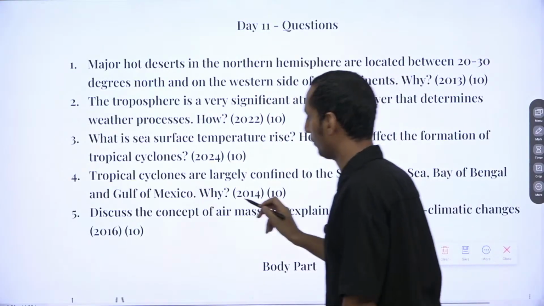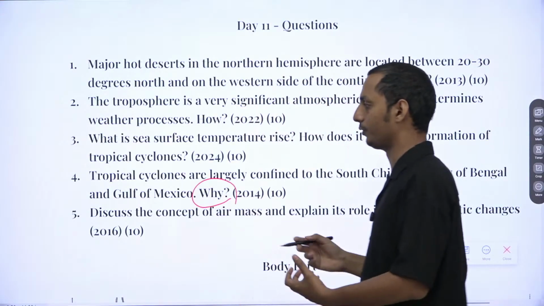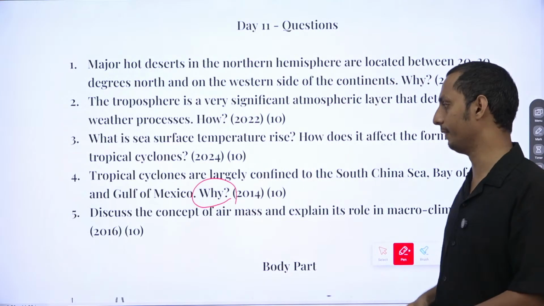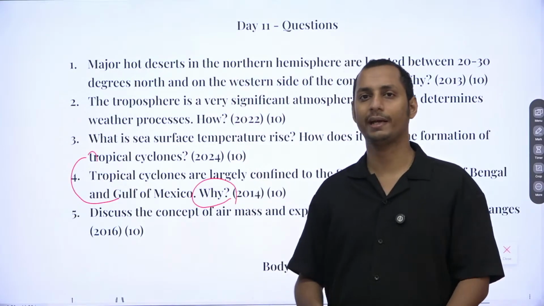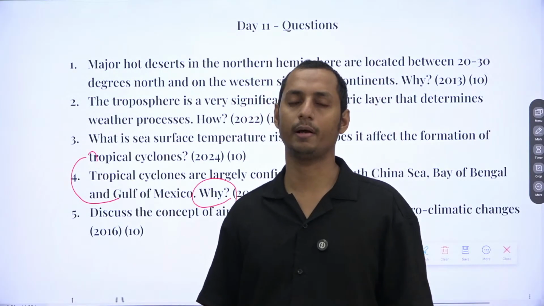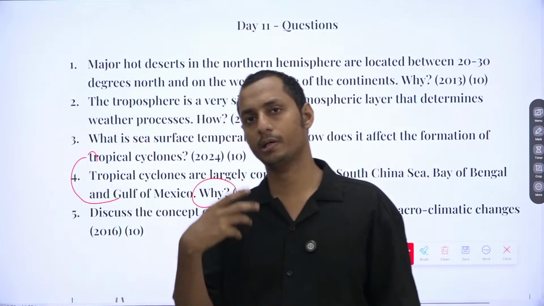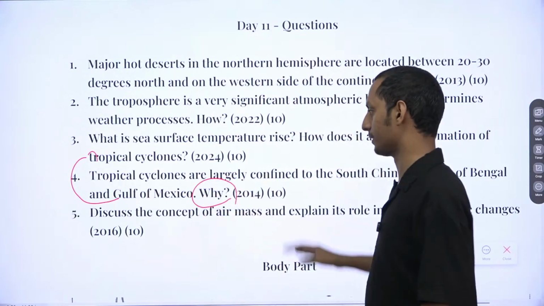Now, you have to mention the reasons. Why are tropical cyclones only limited to these areas? And also in this question, try to introduce any global body, any global satellite, or any other different things which actually contribute to better understanding of tropical cyclones in the future.